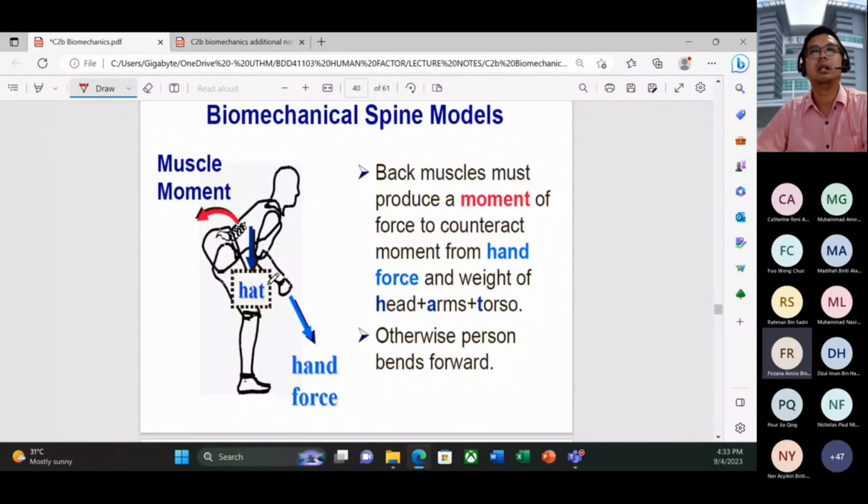We call it the HAT model. What is HAT? The back muscles must produce a moment of force to counteract the moment from the hand force and the weight of the head, arm, and torso. Otherwise, the person bends forward. H stands for head, A stands for arm, and T stands for torso. When we apply the hand force here, there is a force on the torso, and we start to calculate the muscle moment in this direction. This is how we can produce a person bending forward. This is a biomechanical spine model.